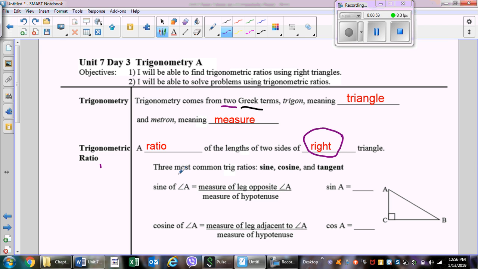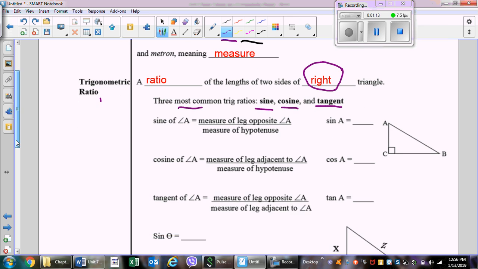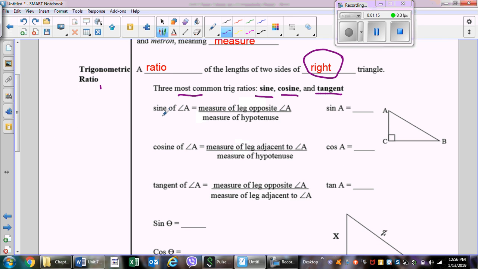The three most common trig ratios, or the three that we're going to be using in this class, are sine, cosine, and tangent. Okay, each one of them represents a different ratio, its own ratio. Sine gets abbreviated as sin, but you don't read it as sin. You read it as sine. Okay, every time you see this, this is sine of A. Sine of A represents the leg opposite to A over the hypotenuse.